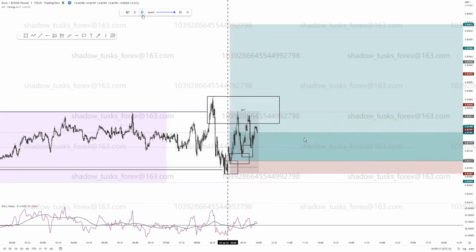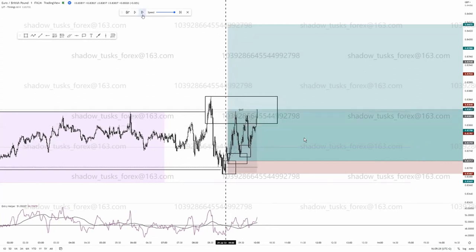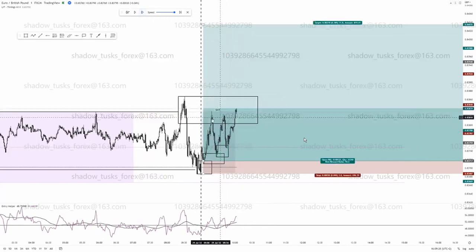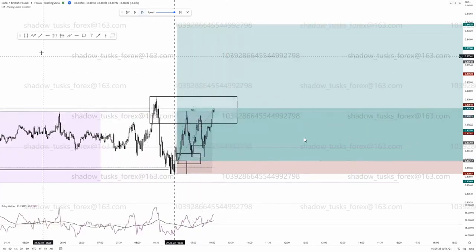Okay, but look at how lovely this reaction from the SMT is. Look at how much they fake it. How many opportunities they give to get in. They even react from here as well.